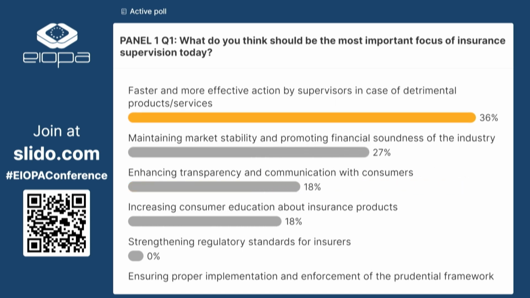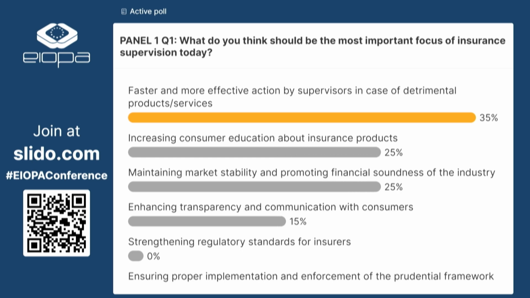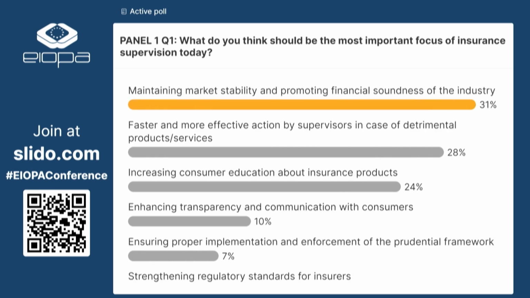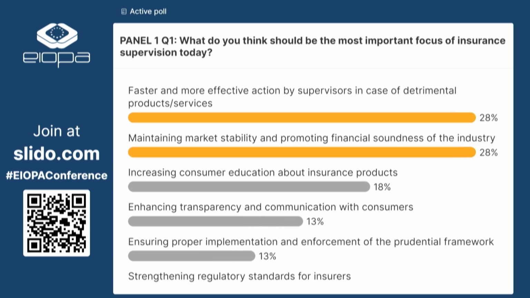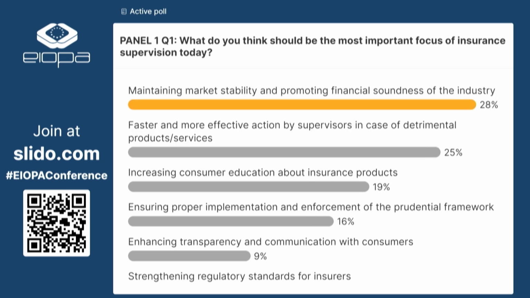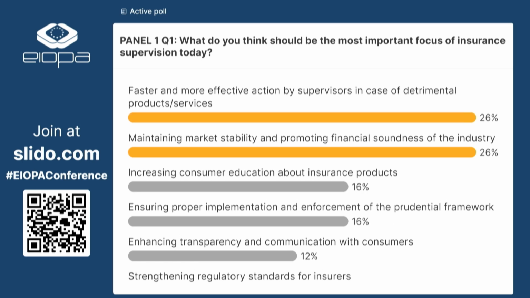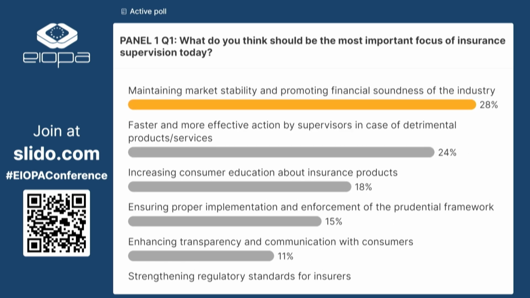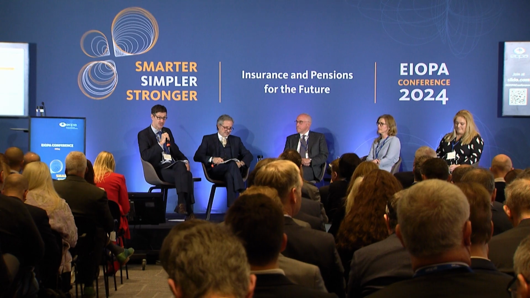I don't think the sample size is very big right now. Okay, it's settling a little bit. Certainly the top two seem to be this issue of maintaining market stability and promoting financial soundness of the industry. Very important. Another one here is faster and more effective action by supervisors in case of detrimental products and services. Well, certainly two of those are affected by these issues around perhaps a union or more integrated, a different way of supervising insurance across Europe. But we shall reflect on those thoughts and those votes as we discuss the questions today.